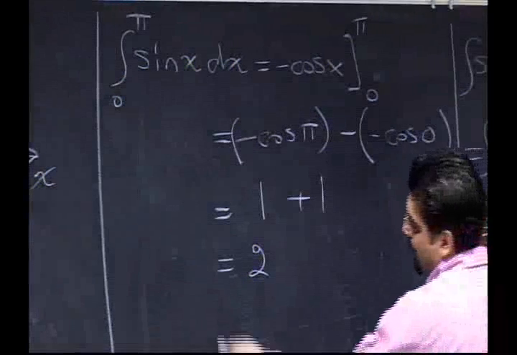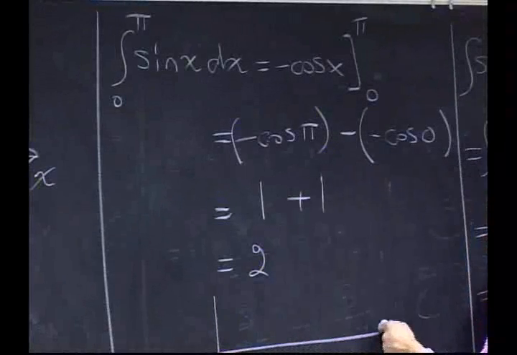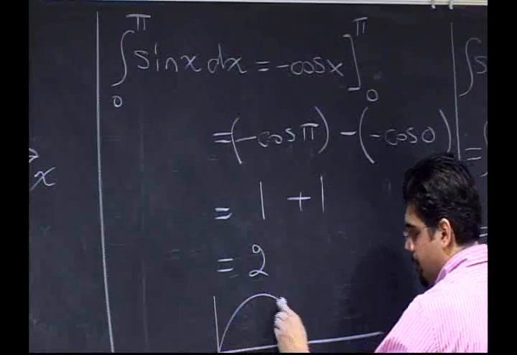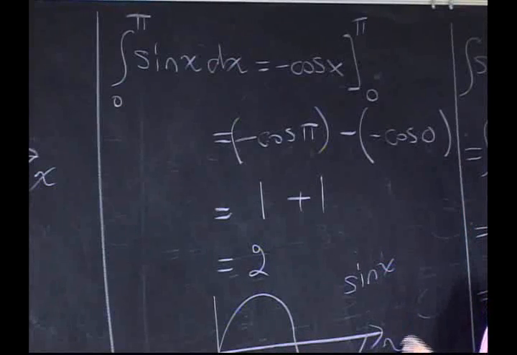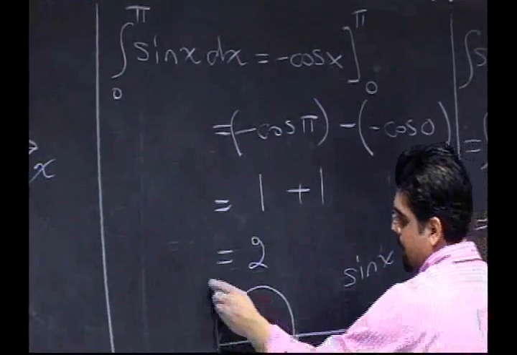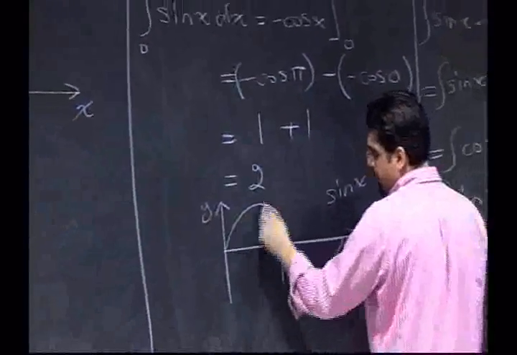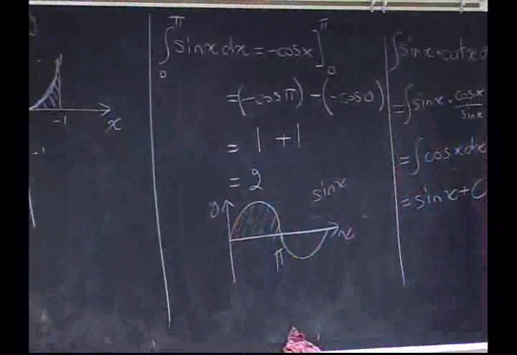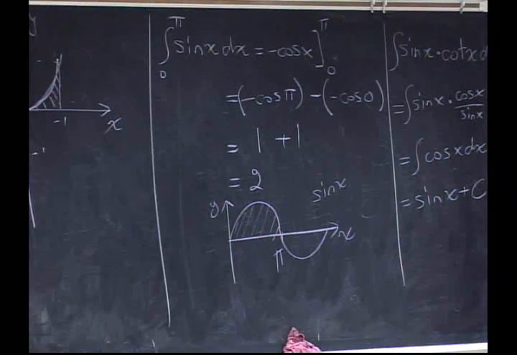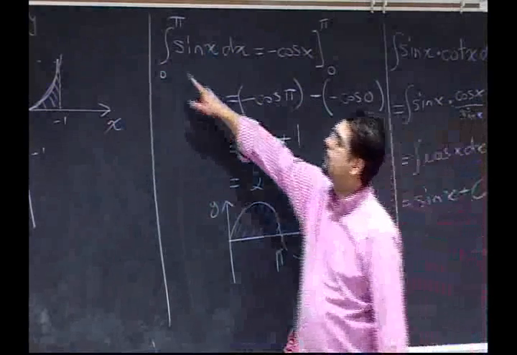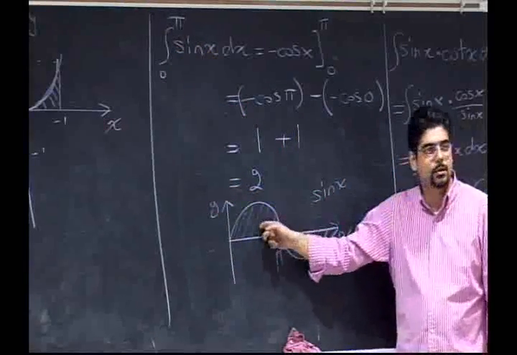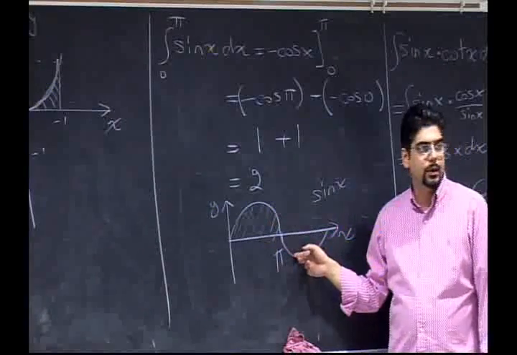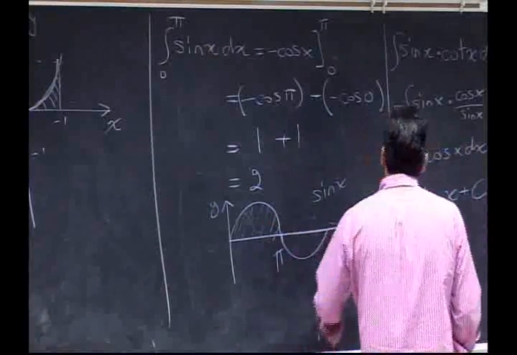Again, it's sometimes useful to draw a picture and understand the geometry of what's going on. This is the graph of sine x from 0 to 2 pi. So this is the region that we just calculated. The area of this region is exactly 2. What do you think the integral would be from 0 to 2 pi? It's 0, because this region is the same as this, but this one's negative. Very good.